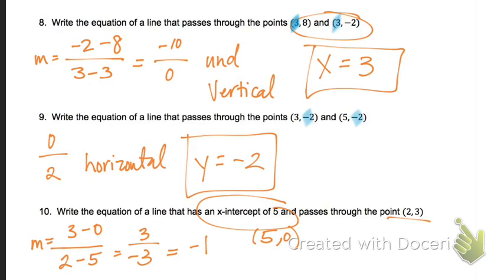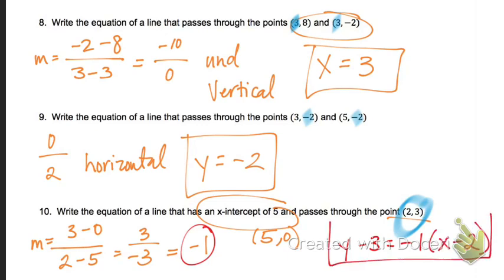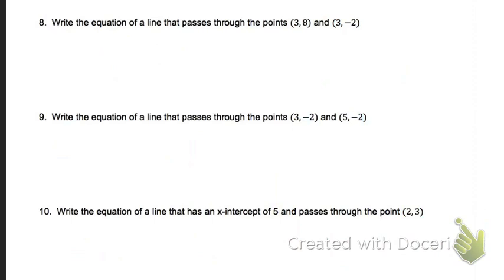Then I'm going to choose an ordered pair. Which one should I do? 2, 3. And I'm going to write it in point slope form. So y minus 3 equals negative 1 times x minus 2. That's what we said it was.